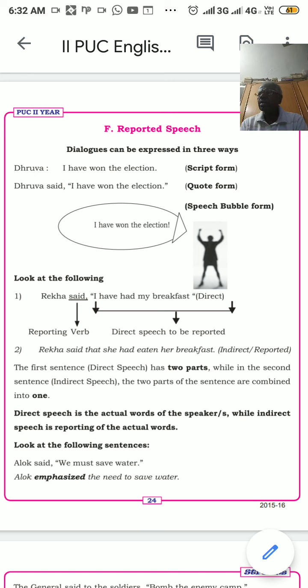Example, Rakesh said, "I have seen Mysore." So which is the verb here? Have seen. Underline, have seen. So it becomes like this: Rakesh said that he had seen Mysore. So underline had seen. You understand, have seen has become had seen. Present perfect has become past perfect.